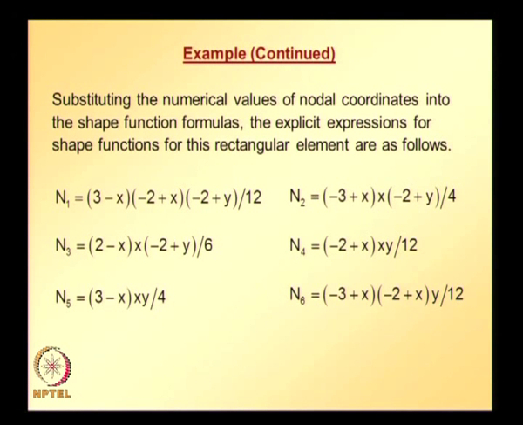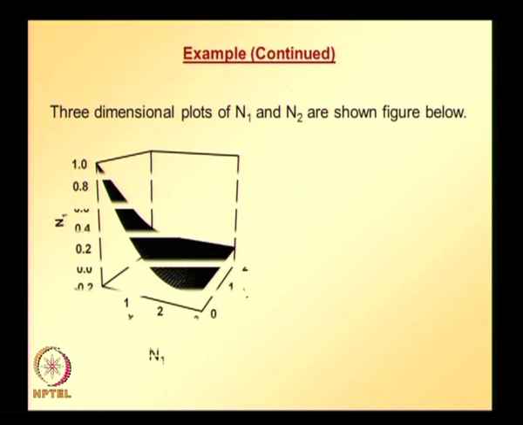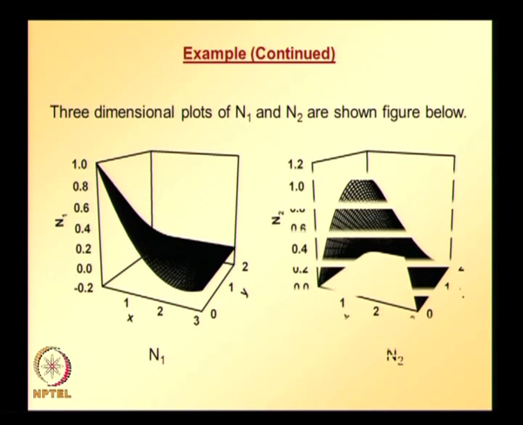And to visualize how the shape functions vary along the x and y directions, we can plot them. 3-dimensional plots of N1 and N2 are shown in the figure below. And similarly, shape functions of other nodes can be plotted. So, this is a 6 node rectangular element based on Lagrange interpolation formula.